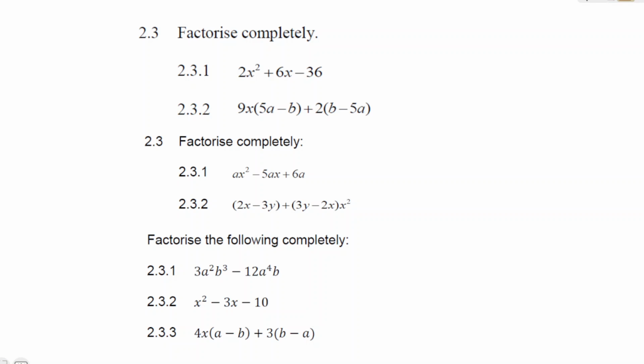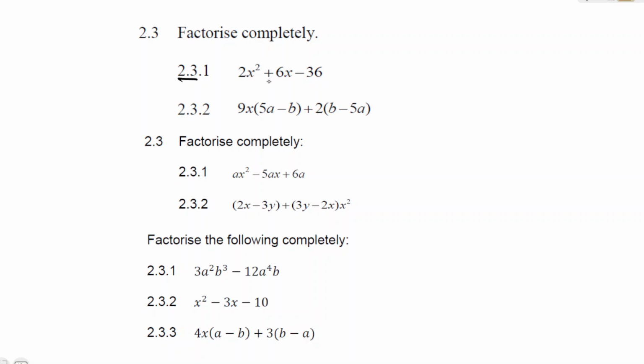I think we have like 7 problems. These questions are coming from previous June exams. I took them from 2019, 2020, 2021, 2022, etc. The first question that I will start to factorize is question 2.3.1. It says factorize completely 2x squared plus 6x minus 36.